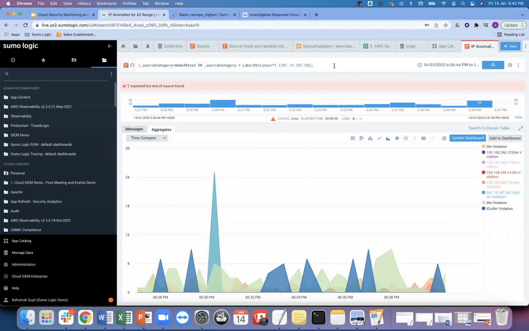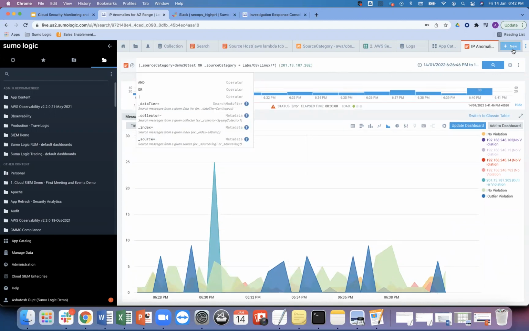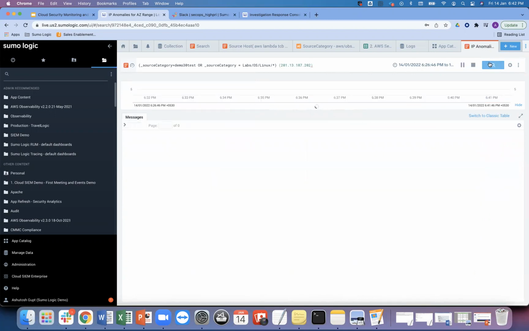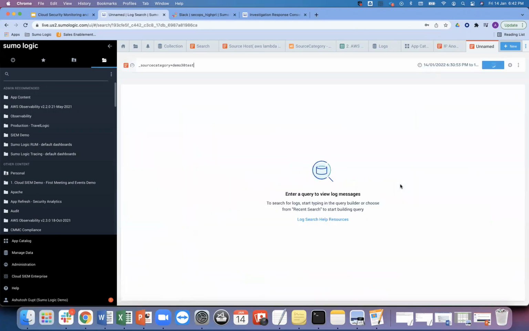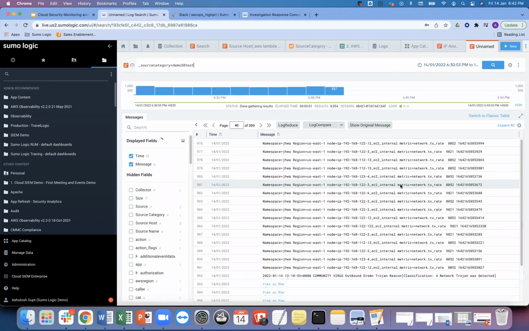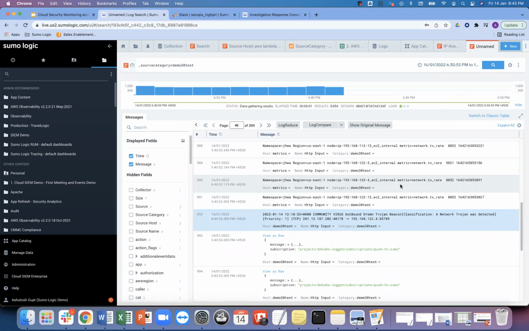Let me put that back, and let me search with that. I see that there is definitely something wrong happening with this IP, and a lot of data is going to this particular IP, which is wrong. What I can do is take a quick look at what is happening in my environment. I will do a deeper analysis. I'll look at this data for a range of plus minus 10 minutes, run it, and see what's going on in the environment.